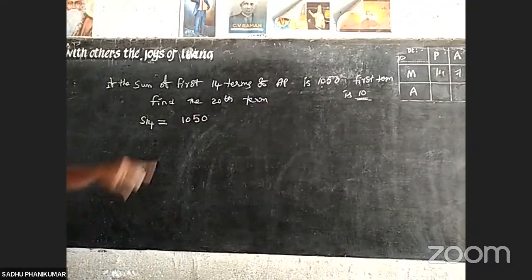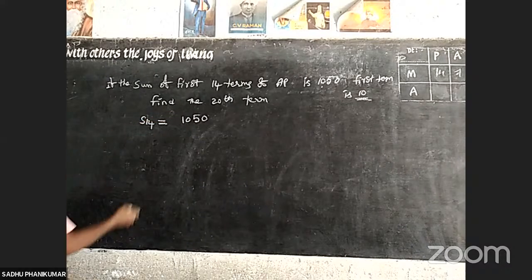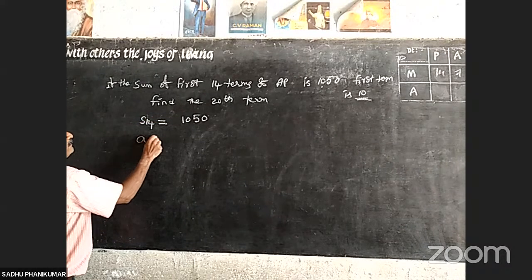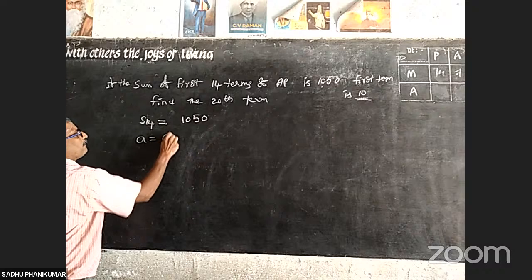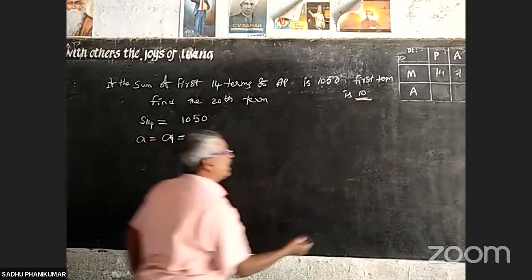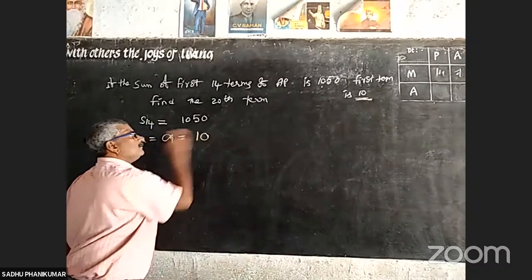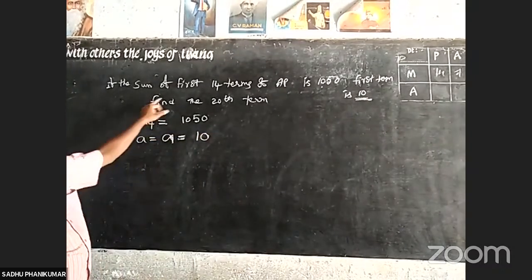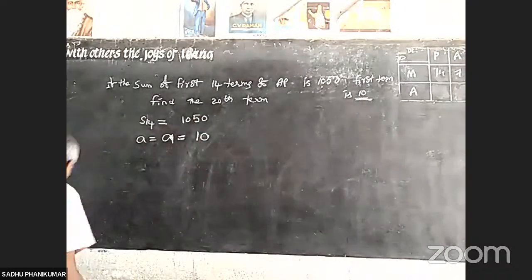Okay. First term is 10. A is given. A is equal to A1. That is given as how much? That is 10. Okay. Find the 20th term. We have to find the 20th term.